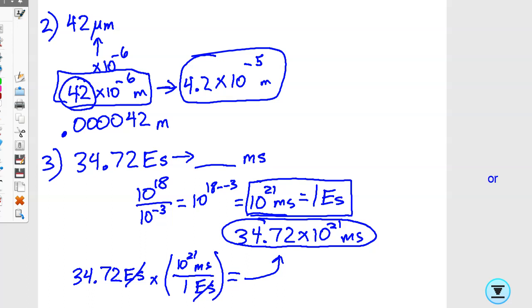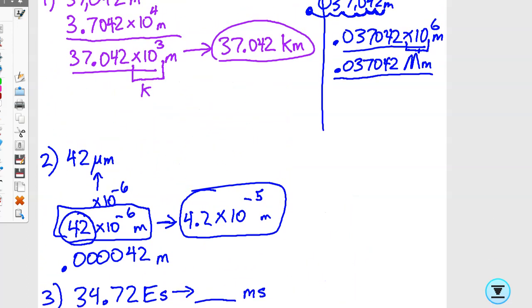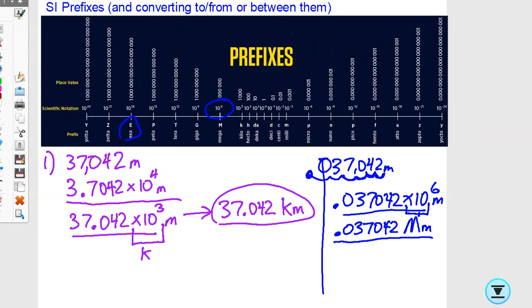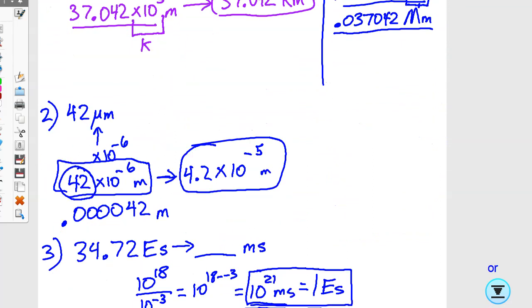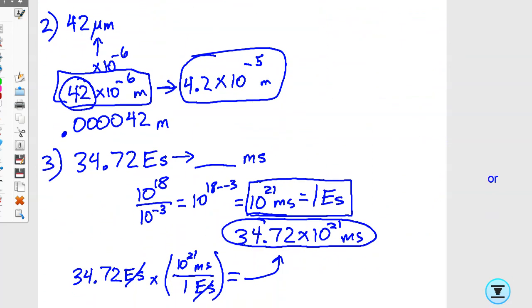That's all the things you really need to be able to do with SI prefixes, and the more that you practice with these, the more natural it will come to you. And you may still be a little bit rusty also with scientific notation and quickly changing forms of numbers, but we'll get there.